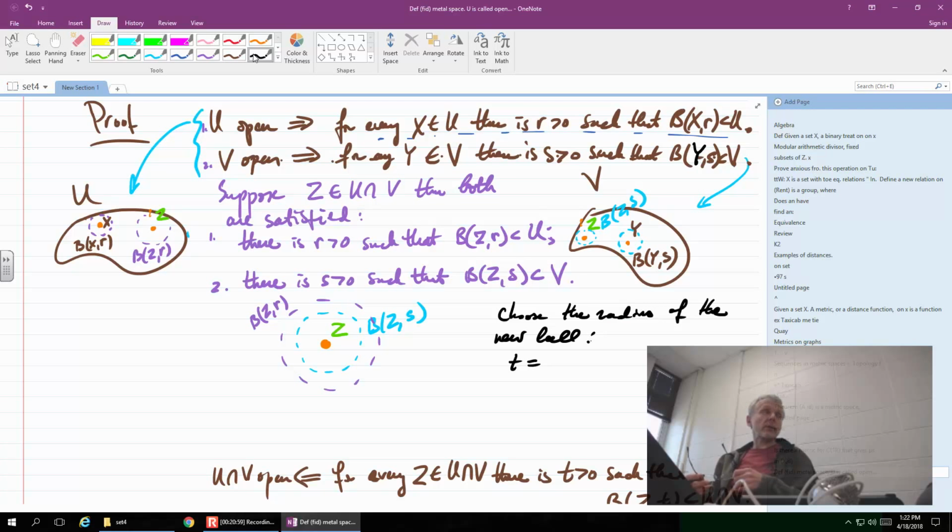Okay, here's a hint for you. It's one or the other. And we actually do have two choices for T. It should be either R or it should be S. Which one? R. Why?